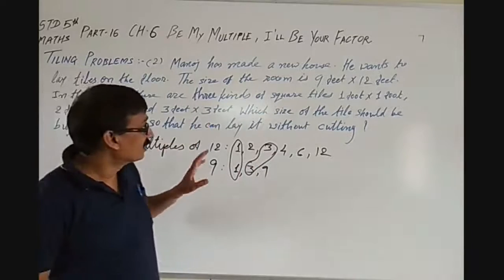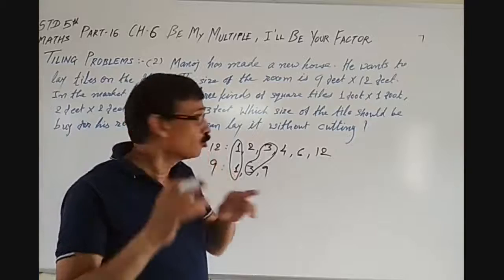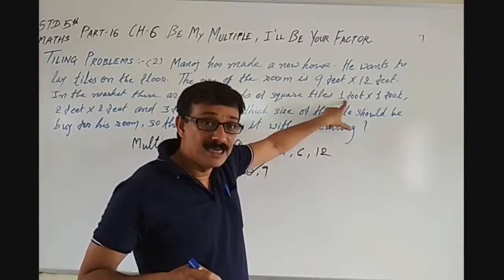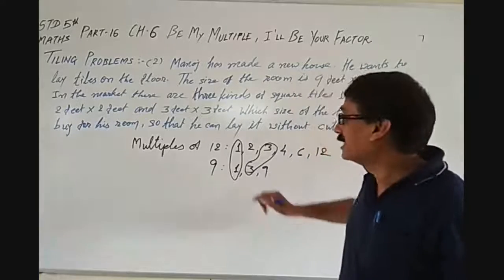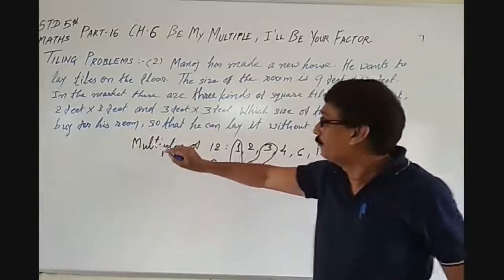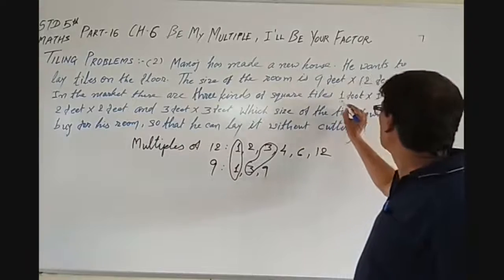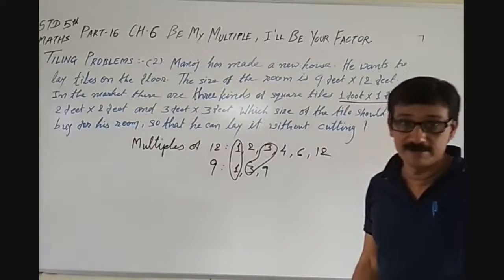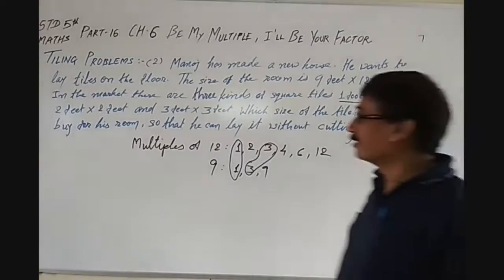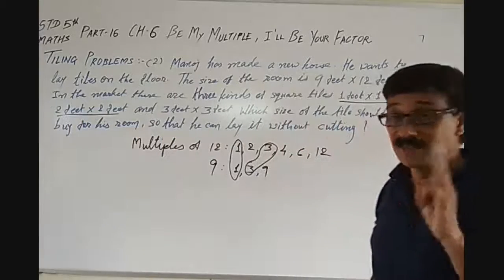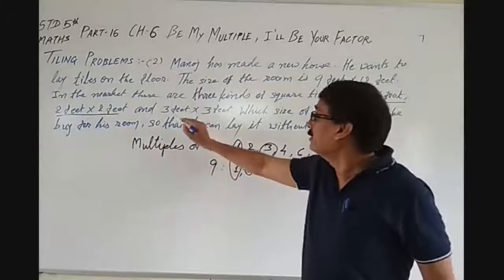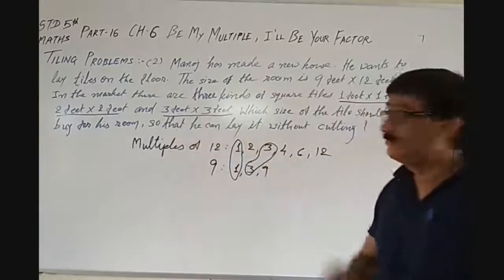So now you get the idea. Look at the size of the square tiles: this one is 1 foot by 1 foot, isn't it? The other is 2 feet by 2 feet, and the third size of the tiles is 3 by 3 feet.